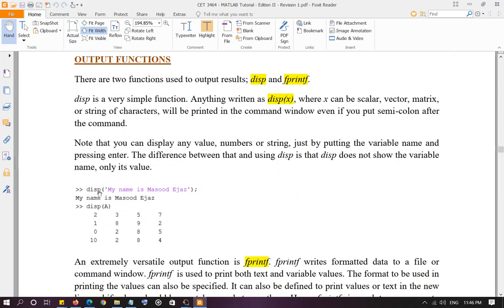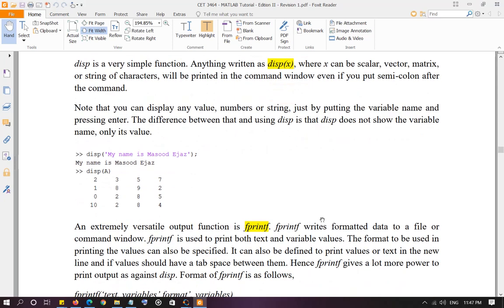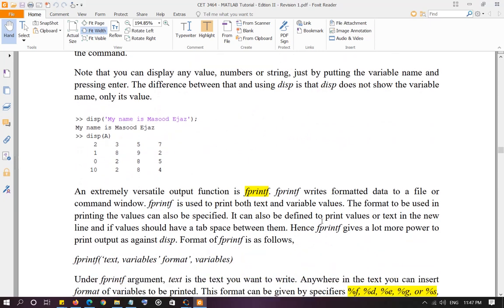Whatever you want to display, either a number or a string or whatever, you just put display, and then if you want to display a string, then it should be in an apostrophe, and then my name is Masood Ijaz, for example. It's just going to display that my name is Masood Ijaz. And if you want to display a number, a vector, a matrix, or anything, just put display in parentheses the name of the variable in which the number or the matrix is stored, and then it's going to display that. So display is very straightforward.